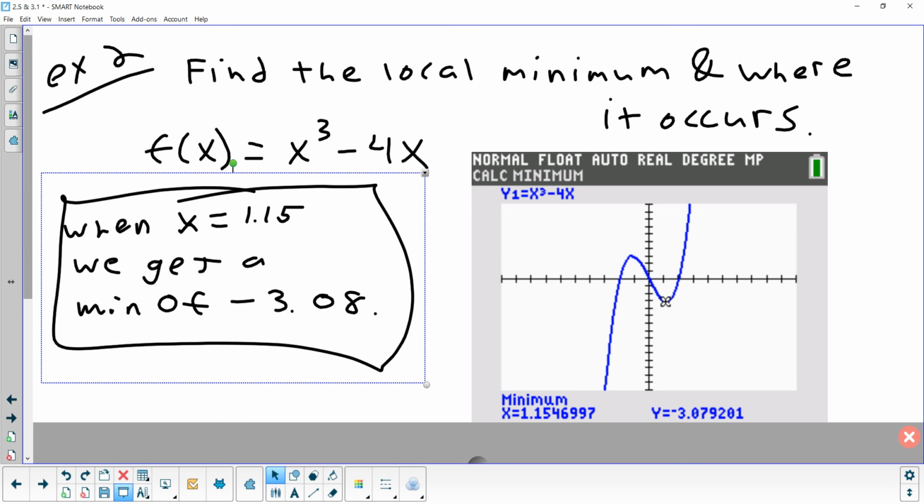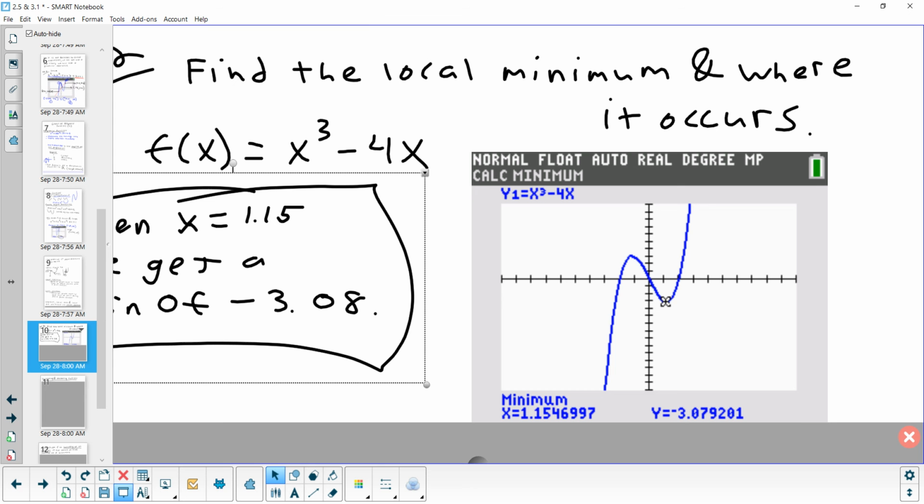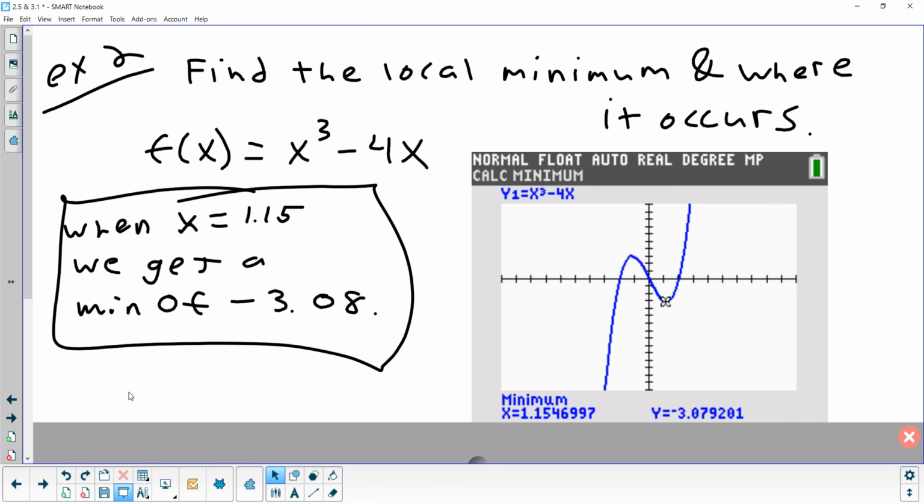And maximum is the same way. Second calc maximum. Pick left, pick right, do your guess. Okay, any question on that?